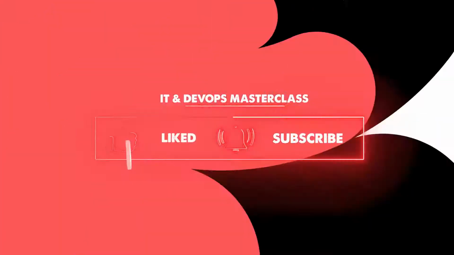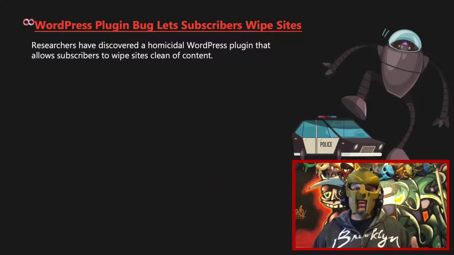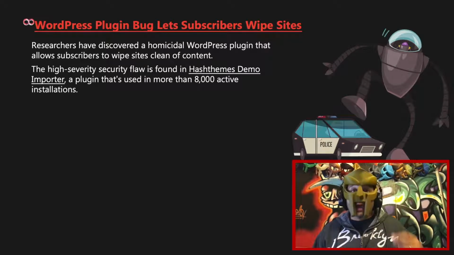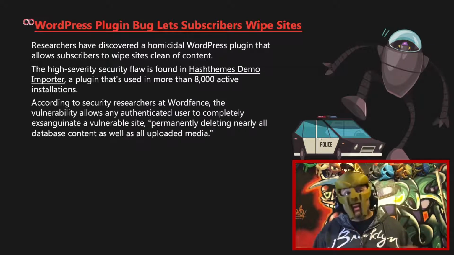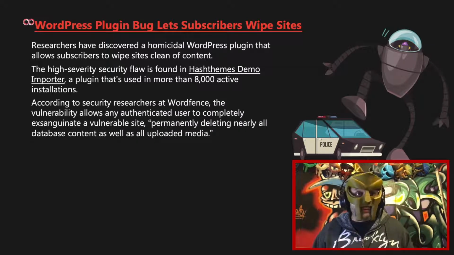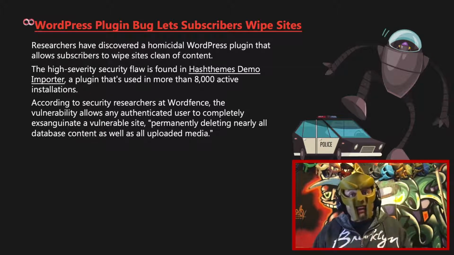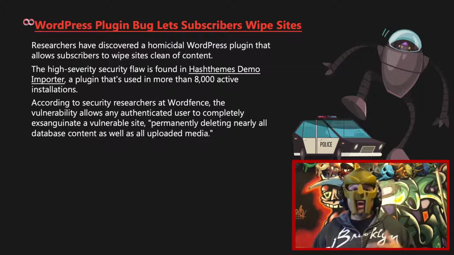I could pinch them. Researchers have discovered a homicidal WordPress plugin that allows subscribers to wipe sites clean of content. The high-severity security flaw is found in Hashthemes Demo Importer, a plugin that's used in more than 8,000 active installations. According to security researchers at Wordfence, the vulnerability allows any authenticated user to completely wipe a vulnerable site, permanently deleting nearly all database content as well as all uploaded media.